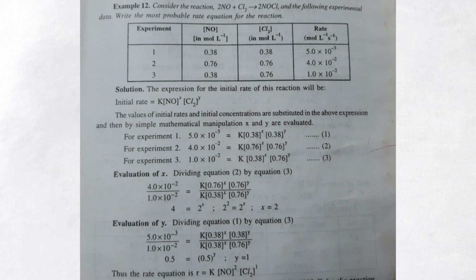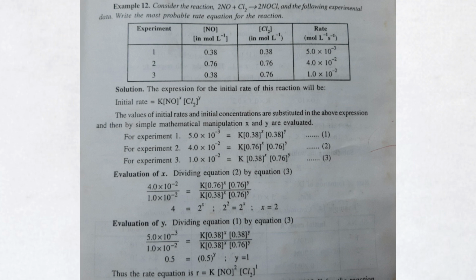Then dividing equation 2 by equation 3. അപ്പോൾ ഇവിടെ 0.76 ക്യാൻസൽ ചെയ്ത് പോകും, y ടേം വരുന്നത്, അതായത് 0.76 to the power y ക്യാൻസൽ ചെയ്ത് പോകും. Then 4 is equal to 2 to the power of x, അതായത് 4 എന്ന് പറയുമ്പോൾ 2 square. Then x is equal to 2.